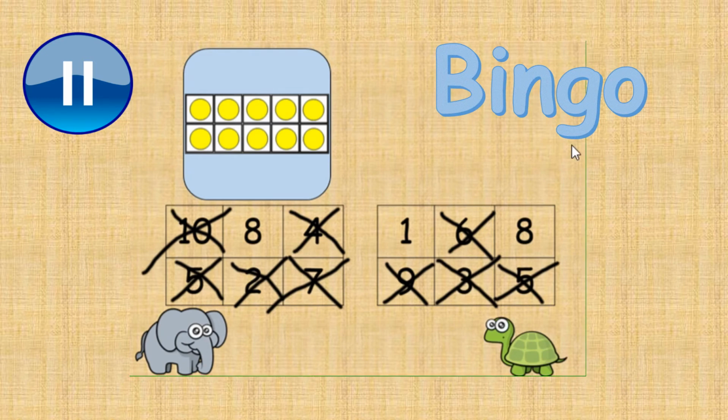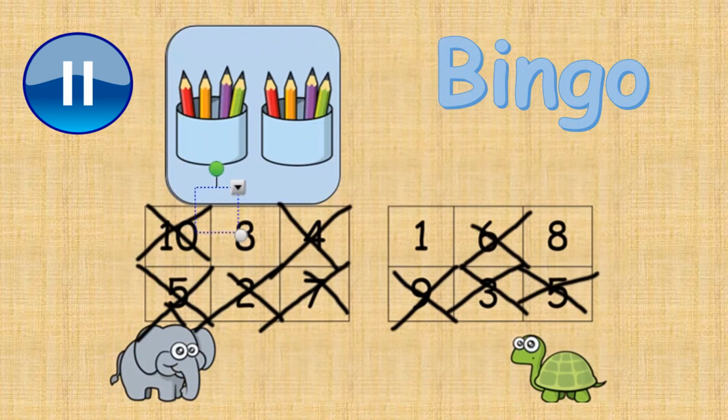Who do you think is going to win? That's right, I think Elephant's going to win because she's only got 1 more number left to find and the turtle has 2 numbers to find. Okay, this is going to be, or it could be, the decider to find out who is the winner. Is it going to be Elephant or is it going to be Turtle?